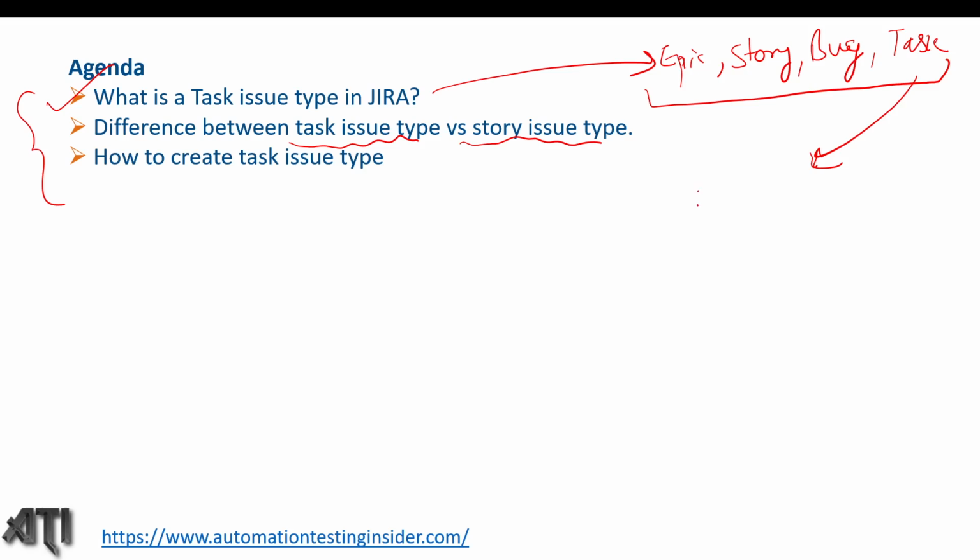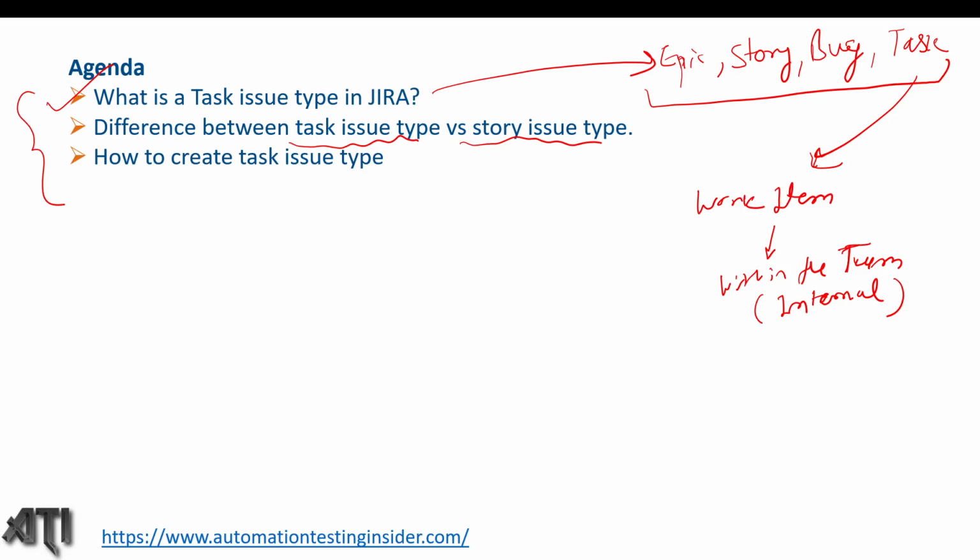It's a work item that needs to be done. In simple words, a task issue type is a work item that needs to be done. Whatever activities you are performing within the team, this is created within the team. It's internal to the team. So whatever tasks or actions or activities you are performing within the team, you can create a task issue type in Jira.